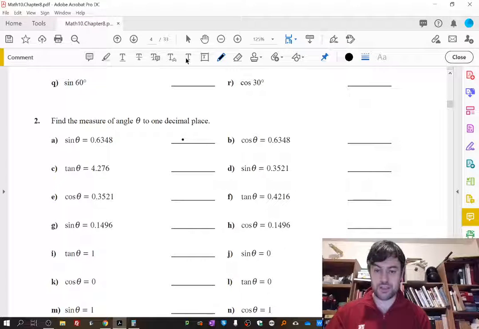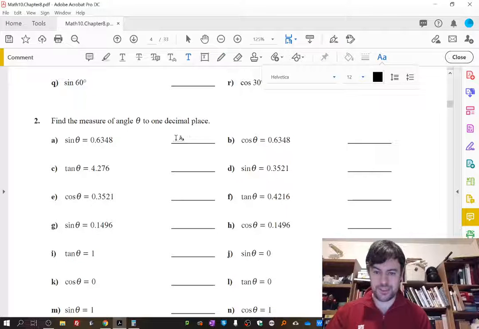So I can go type in, oops, I didn't mean to put a dot there. I don't know how to get that dot out of there, but oh well, this is embarrassing. Who cares? 39.4 degrees. So that's the answer. And you can just do a similar process as for finding the angle. You're using the inverse calculation.